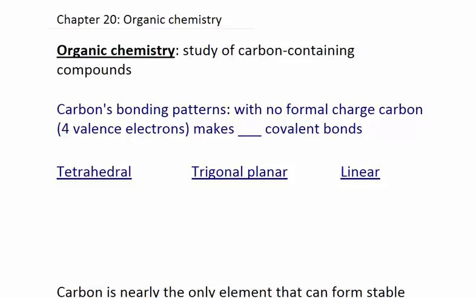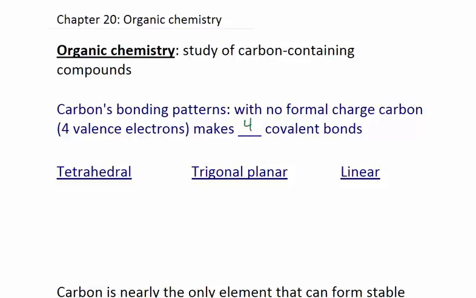So the reason we have organic compounds being an entire class of compounds and an entire chapter in this course, and if you go on to take more chemistry courses, you'll take a whole year of organic chemistry, the reason carbon is so interesting is because of its bonding pattern. In order for carbon to have no formal charge, and given that it starts with 4 valence electrons, how many bonds will carbon make? What do you think? Carbon will make 4 covalent bonds, right?